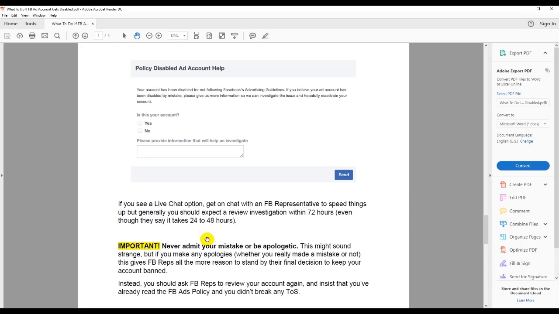I hope this helps, and have fun marketing on Facebook. It's still very profitable, and it's still the best social media platform for advertising on this planet.